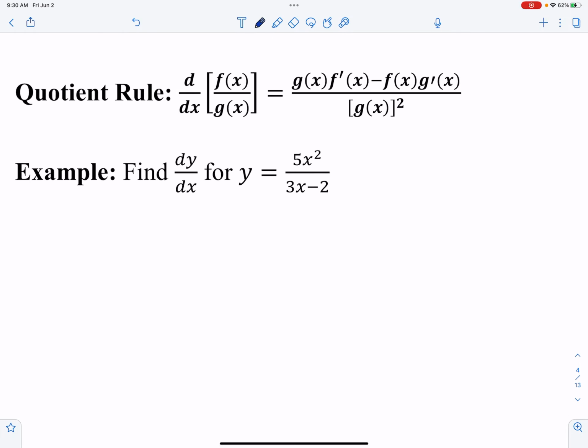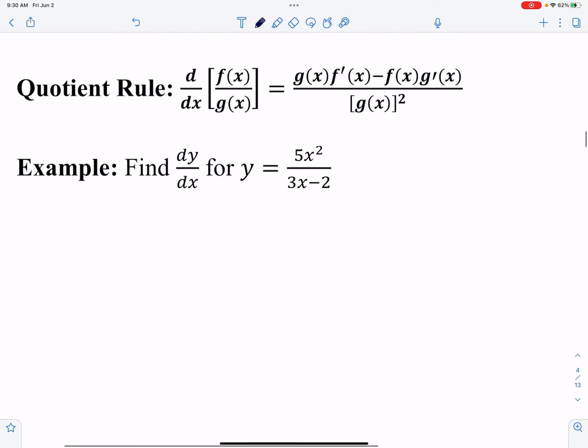And then quotient rule, which remember I have the little rhyme for. I apologize for my cough. Low D high minus high D low, all over low low. So you can either think of this as f of x over g of x, or as high over low.